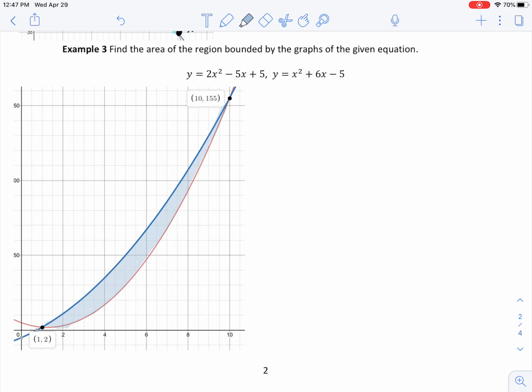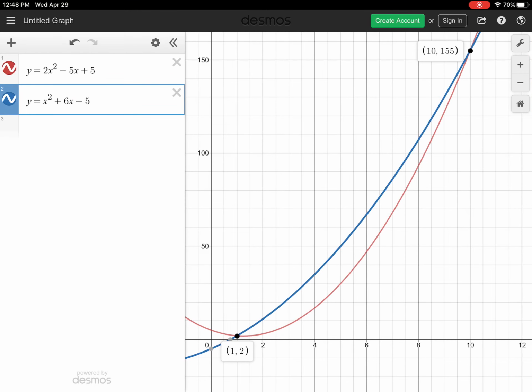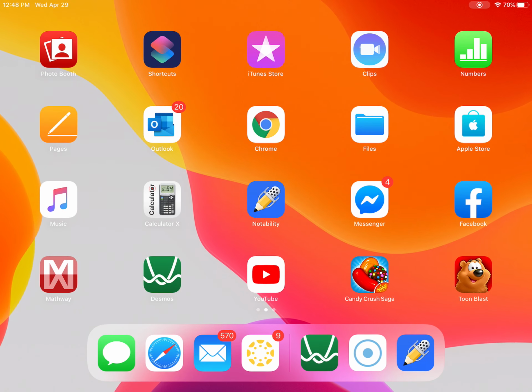All right, so what we are finding is this area right here. And I can see this blue graph. What was this one? I think this was y equals x squared plus 6x minus 5. And this red graph, which was y equals 2x squared minus 5x plus 5.